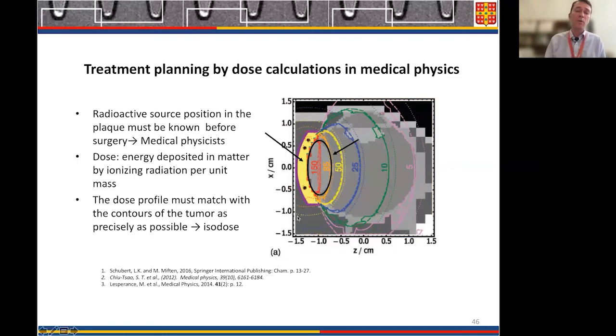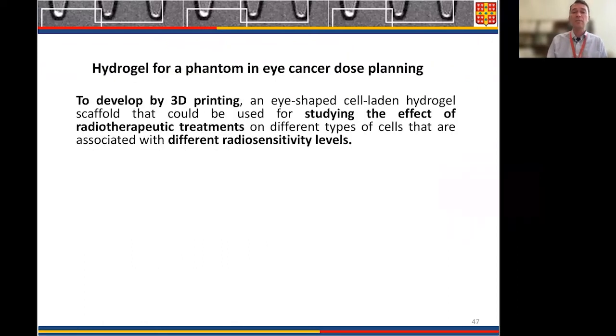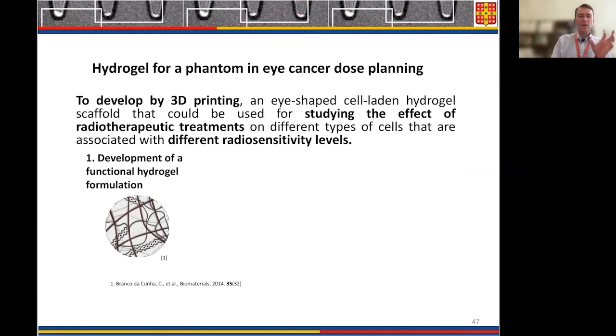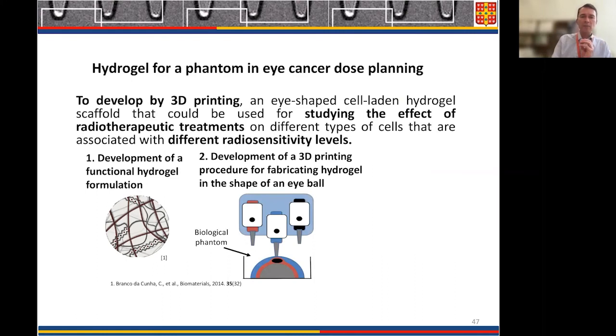So we closely work with medical physicists who are expert in the dosimetry contours, and we develop the hydrogel that are useful to the medical physicists in order to make a more precise dose assessment before implantation by the radiosurgeon. So for this, we develop different types of hydrogel formulations, and the hydrogel formulations are 3D printed in the form of a shell. So a shell that represents the sclera. So the sclera is the outer envelope of the eye.